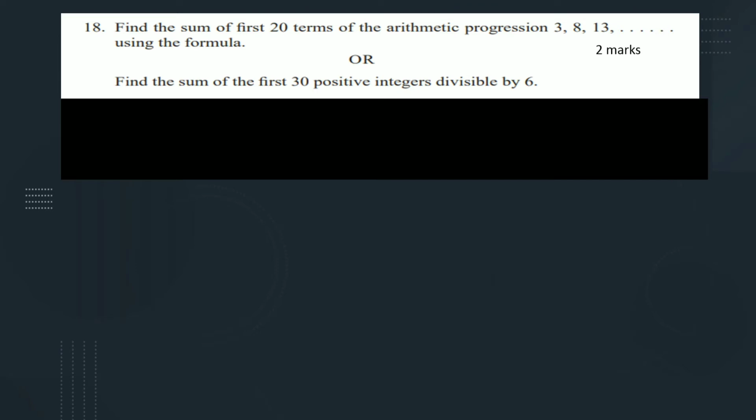This is 2 marks question. 2 plus 2 plus 1. 5 marks question we are solving now. Okay. Here internal choice is there. Let us solve both. But in the exam, the easiest one you have to solve.